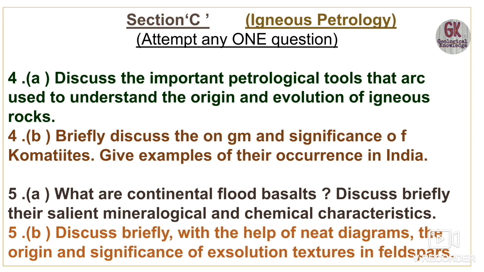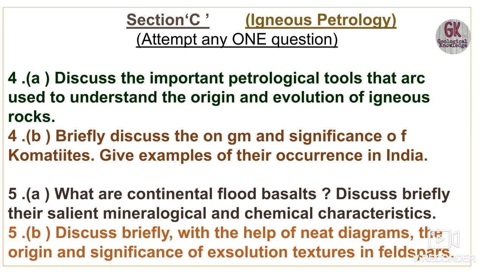4b is briefly discuss on the magmatics. There is a misprint in this. The question is related to komatiite. The question is not very readable. There is a misprint. So komatiites, discuss their significance and give examples of their occurrences in India.